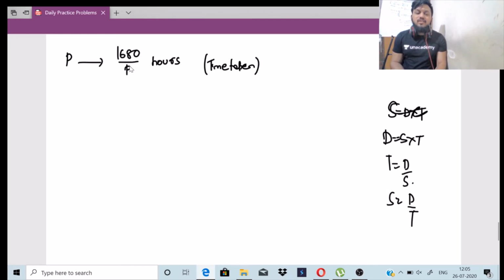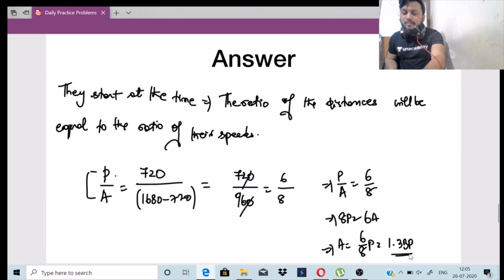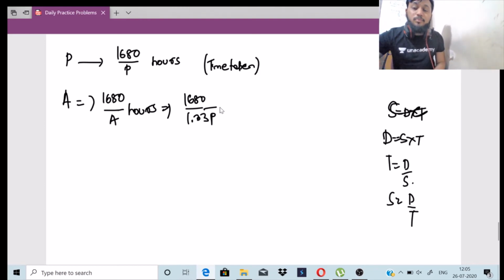So Prajwal is 1680 by p hours, right? So Avijit क्या होगा? Avijit will be 1680 by A hours, right? But go back here, we have formulated A as 1.33p, right? So this will be 1680 divided by 1.33p.